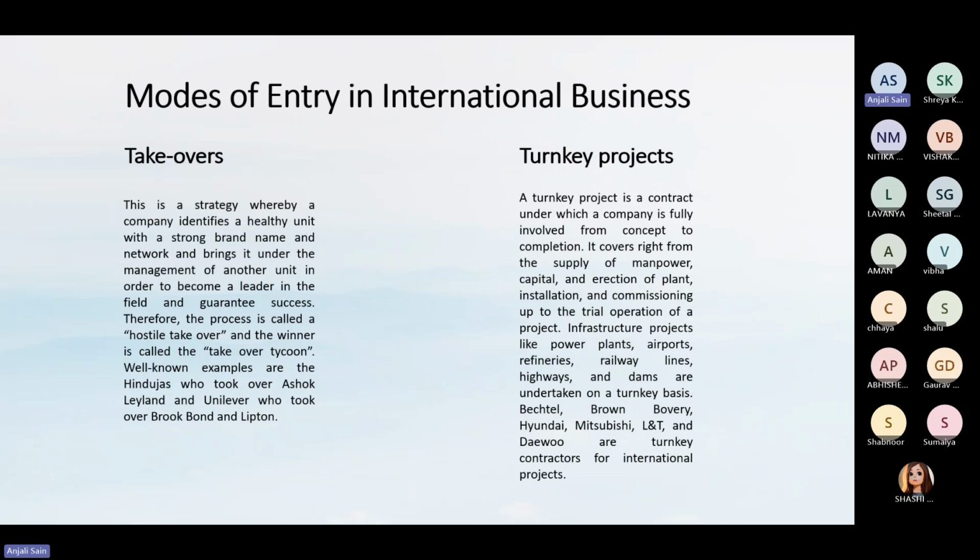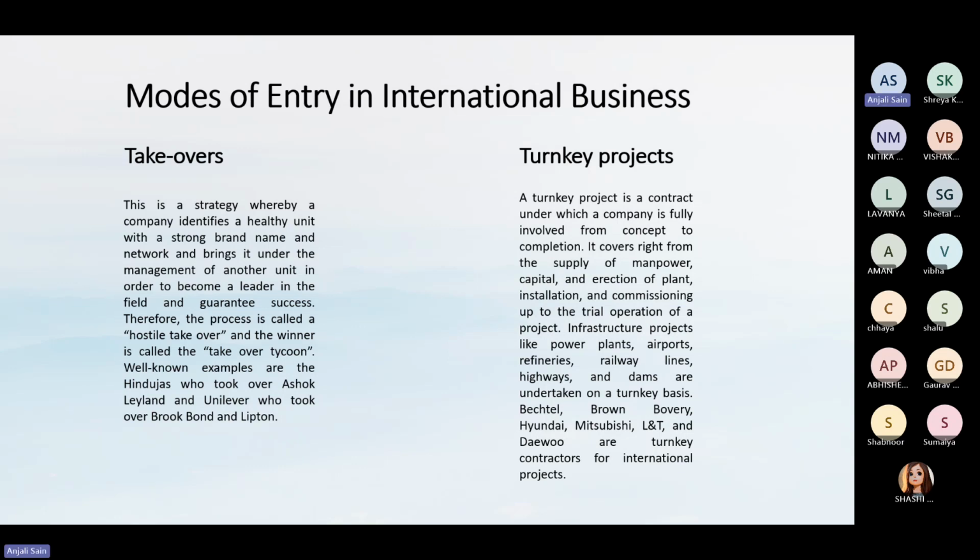Then the other one is a takeover. This is a strategy whereby a company identifies a healthy unit with a strong brand name and network and brings it under the management of another unit in order to become a leader in the field and guarantee success. अब इस केस में क्या कर रही हूँ, मैंने क्या किया, I am a company A, मैंने country B में company identify करी जिसकी मार्केट इमेज बहुत अच्छी है. ठीक है, अगर उस कंपनी की मार्केट इमेज बहुत अच्छी है, I made a proposal to take over that company, कि मैं उस कंपनी को बाय कर रही हूँ.